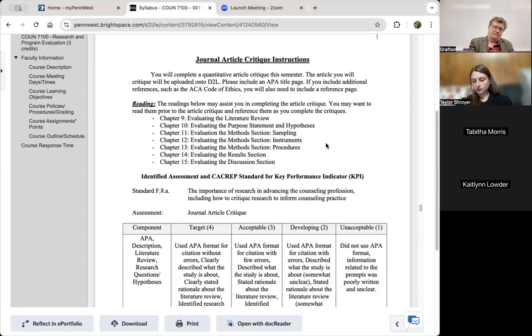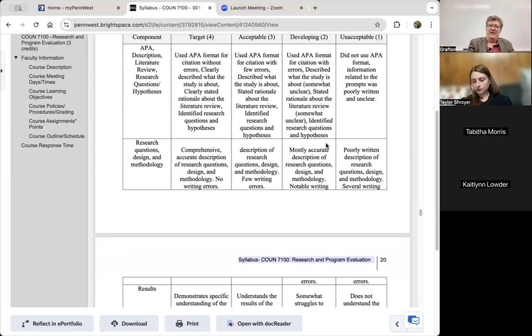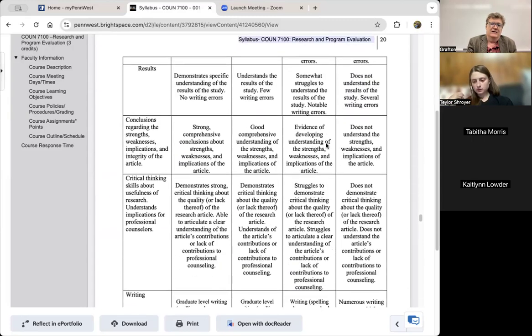And so as we go through this rubric, you want to use APA format for everything in the paper. So if you're citing something, you want to make sure that's APA. You want to make sure you use an accurate description of how they designed the study. What was their method as they went through it? Things like that.